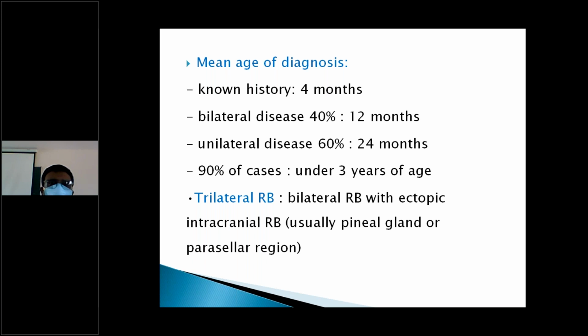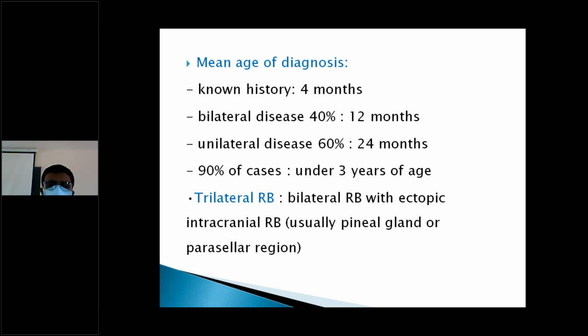Mean age of diagnosis is usually 4 months. Bilateral disease occurs in 40% of the cases, usually at the age of 12 months. Unilateral disease occurs in 60% of the cases. The most common age of occurrence is 24 months. 90% of the cases occur under the age of 3 years.